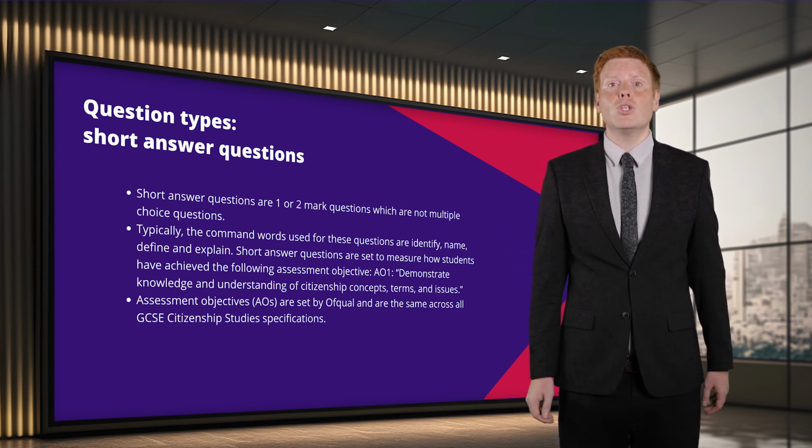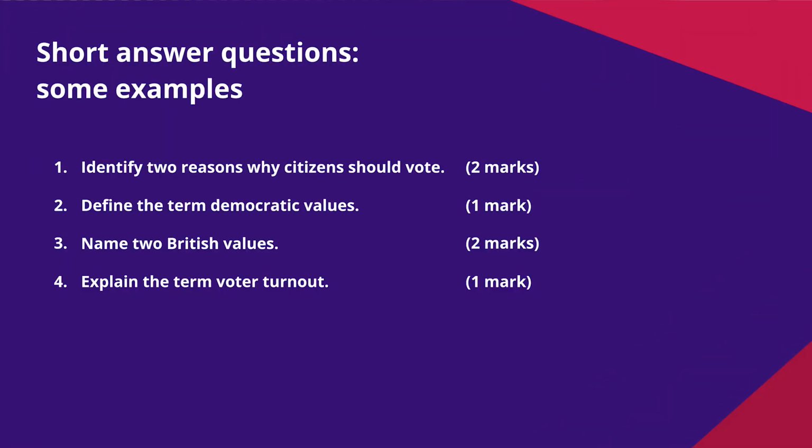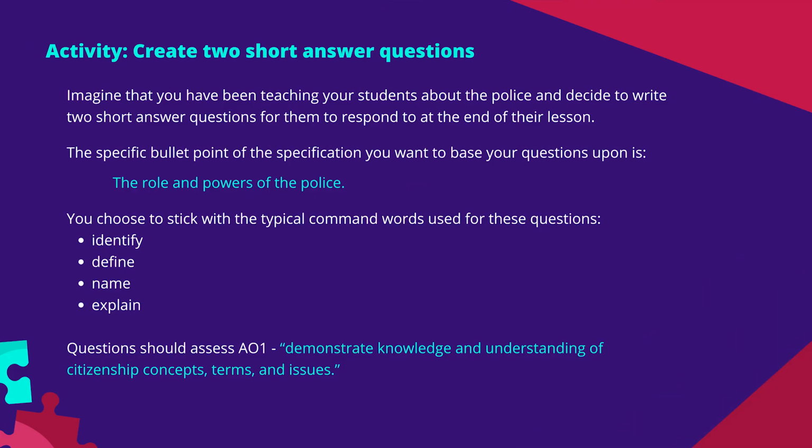Some examples of short answer questions from the November 2020 series of exams include 1. Identify 2 reasons why citizens should vote. That's a 2-mark question. 2. Define the term democratic values, a 1-mark question. 3. Name 2 British values, 2-mark question. 4. Explain the term voter turnout, that's a 1-mark question.